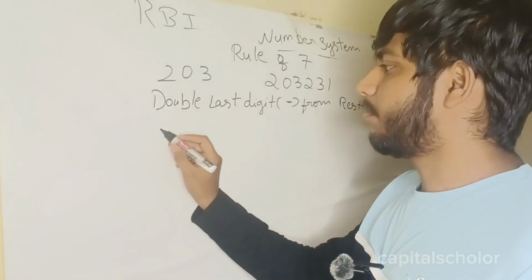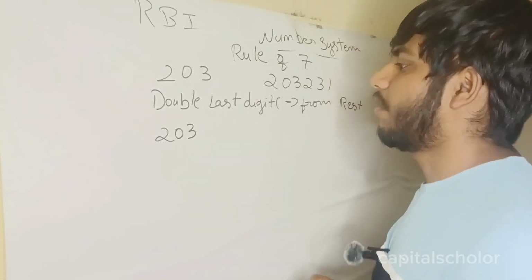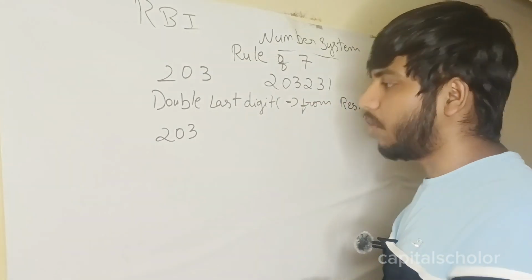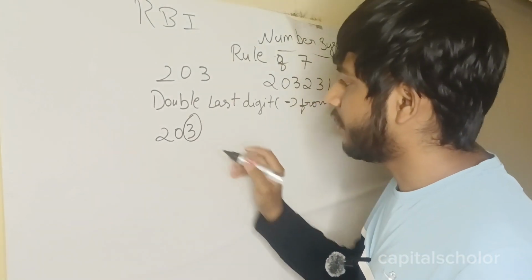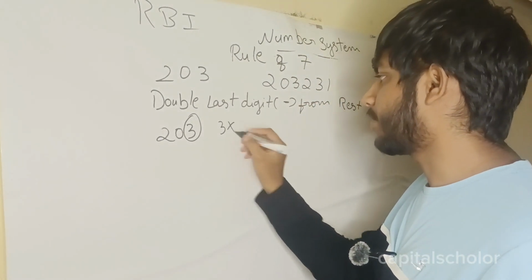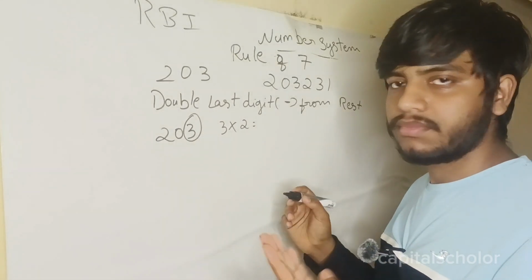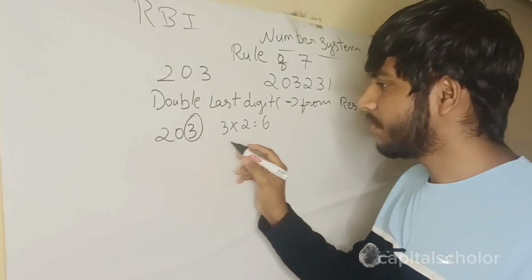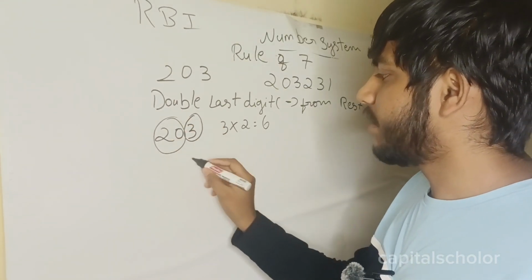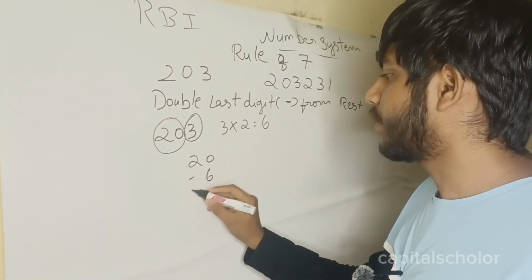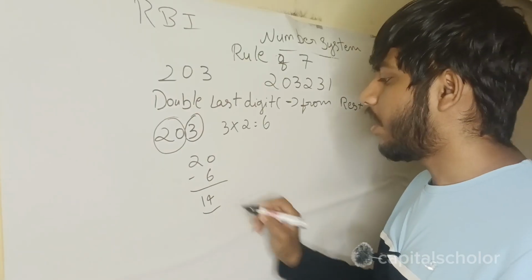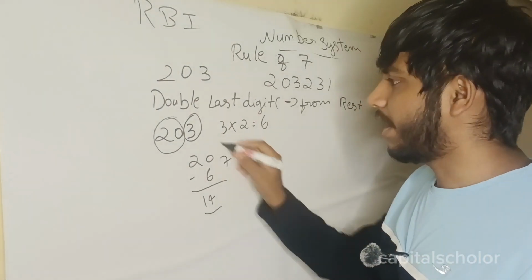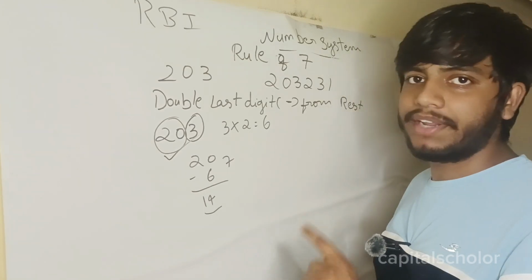Here, for example, if this is a number, we have to find out whether it can be divided by 7. What we do is take the last digit and double it. It will be 6. Now subtract it from the rest, 20 minus 6. 20 minus 6 is 14, and you know that 14 is divisible by 7. So hence 203 will be divisible by 7.